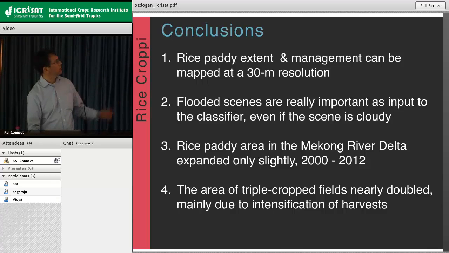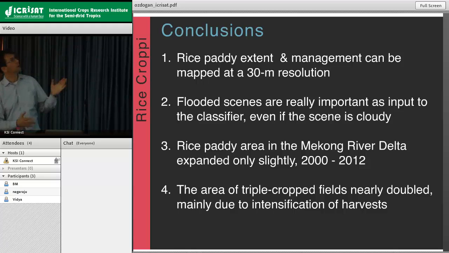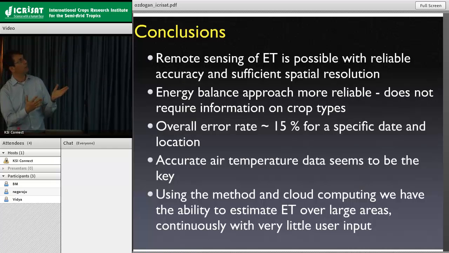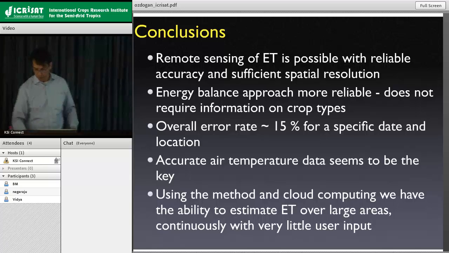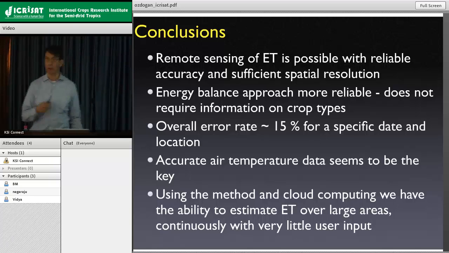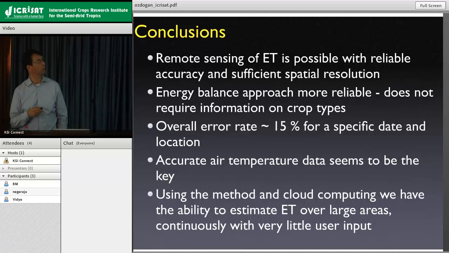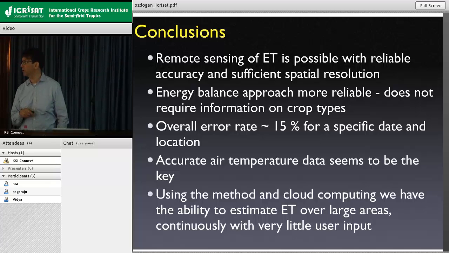So I think I already talked about this. In terms of ET conclusions, remote sensing of ET is possible with reliable accuracy and sufficient spatial resolution. I think we can do this. The energy balance approach is probably the way to go, but I think there's room for the vegetation index approach as well. And it turns out that the error rate is about 15% for a particular date for a particular field.